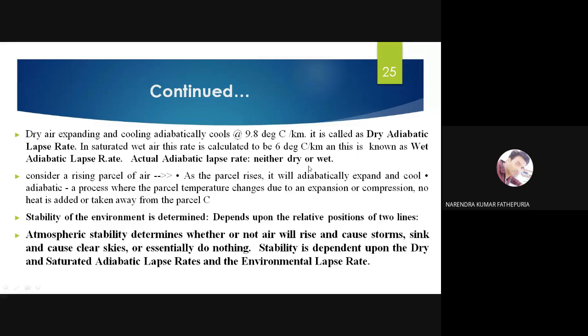So the actual adiabatic lapse rate is neither dry nor wet. So in between it will be. So consider a rising parcel of air.